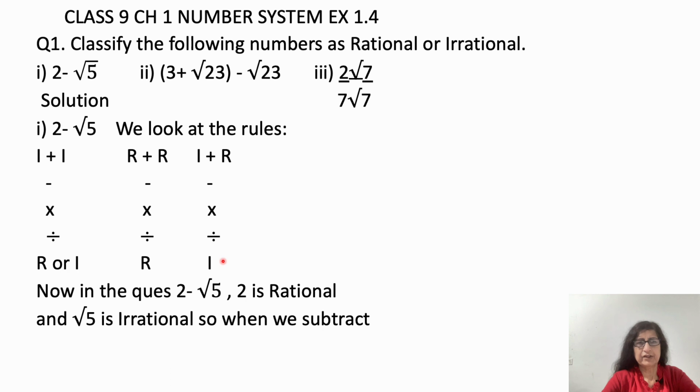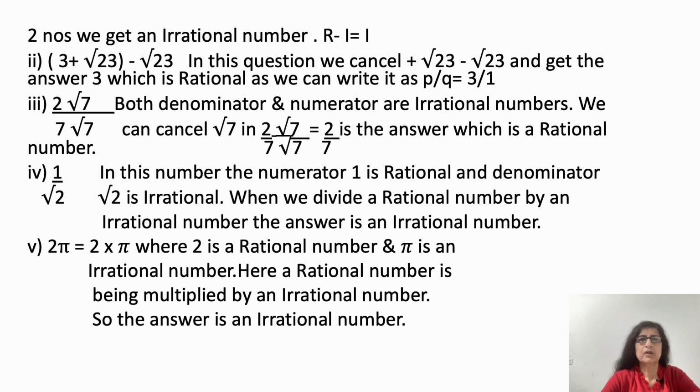Now in the question, 2 minus under root 5, 2 is rational and under root 5 is irrational. So when we subtract two numbers, we get an irrational number. Rational number minus irrational number is equal to an irrational number.